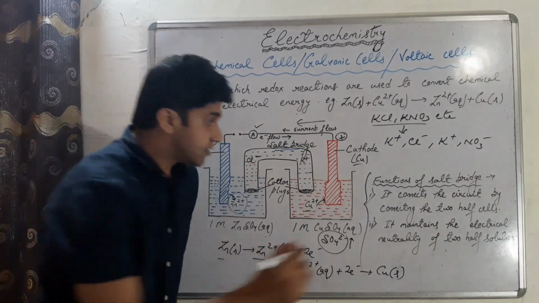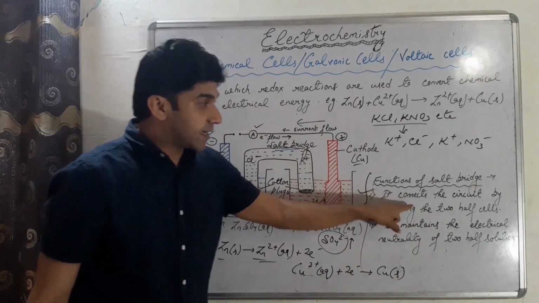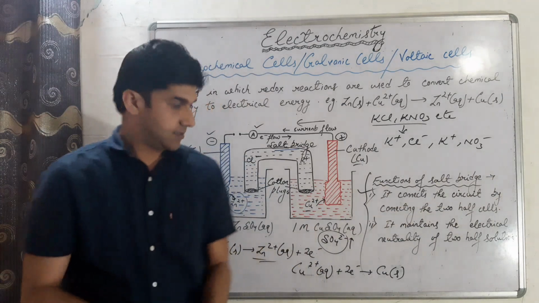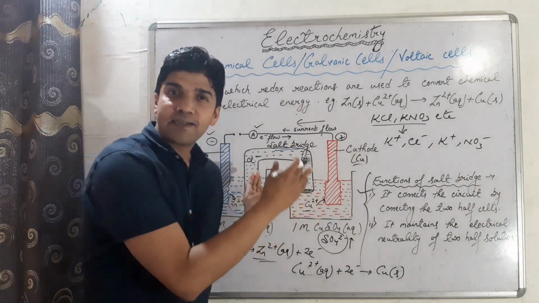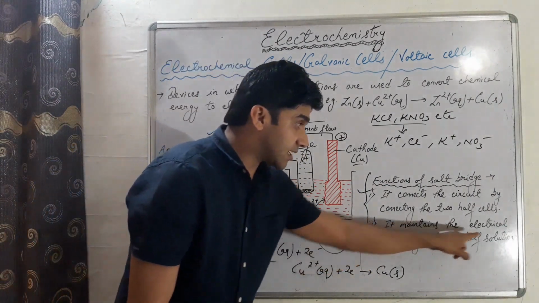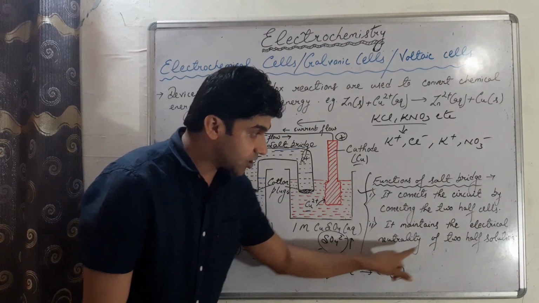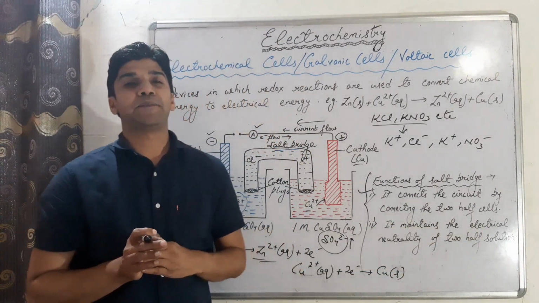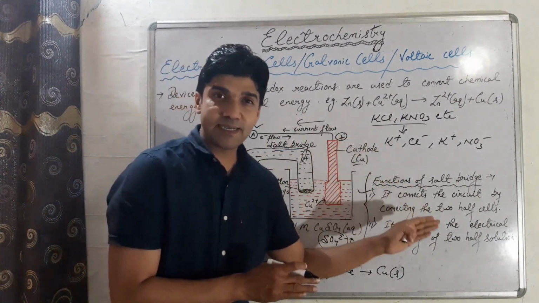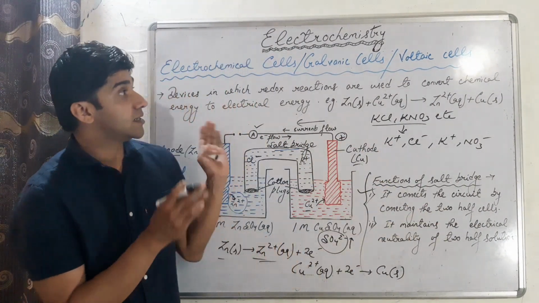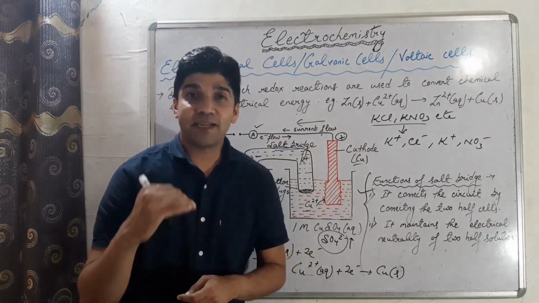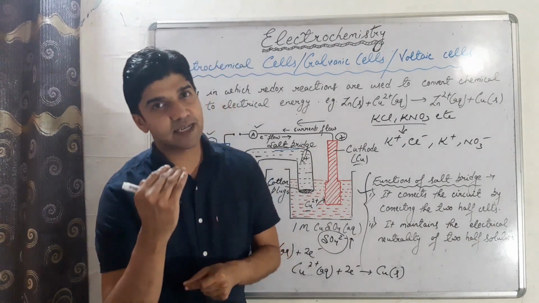So what are the functions? First of all, it connects the circuit by connecting the two half cells. Second, it maintains the electrical neutrality of the two half cells. Clear? So that's the functions of salt bridge, and that's about the electrochemical cell, which converts chemical energy to electrical energy.